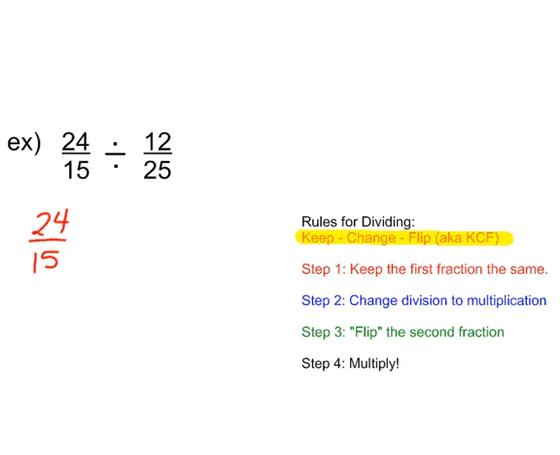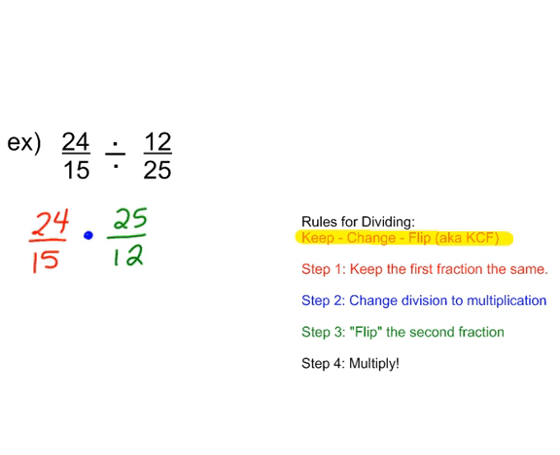Step 2, the change part means we're changing the division of the problem into multiplication. So no more divide sign, here's a multiply sign. Step 3, we are flipping the second fraction for the F part. So what that means is we are going to make 12 over 25 and change it into its reciprocal. So 25 becomes the new numerator. 12 becomes the new denominator. And step 4 says multiply.